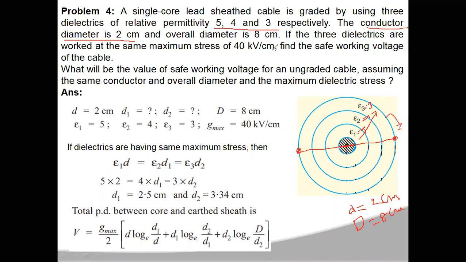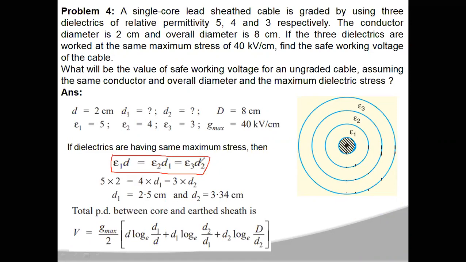In the problem, they said that the three dielectrics are working at the same maximum stress. So the maximum dielectric stress will be the same for all three dielectrics. Now you have the condition epsilon 1 into d is equal to epsilon 2 into D1 is equal to epsilon 3 into D2. This we got while discussing the capacitance gradient. Here D1 is the diameter of the first layer and D2 is the diameter of the second layer. For the sheath it is capital D, the overall diameter, and for only the conductor it is small d.